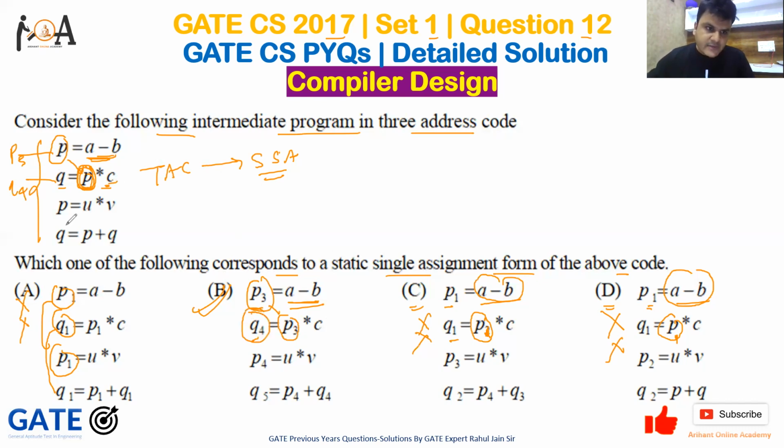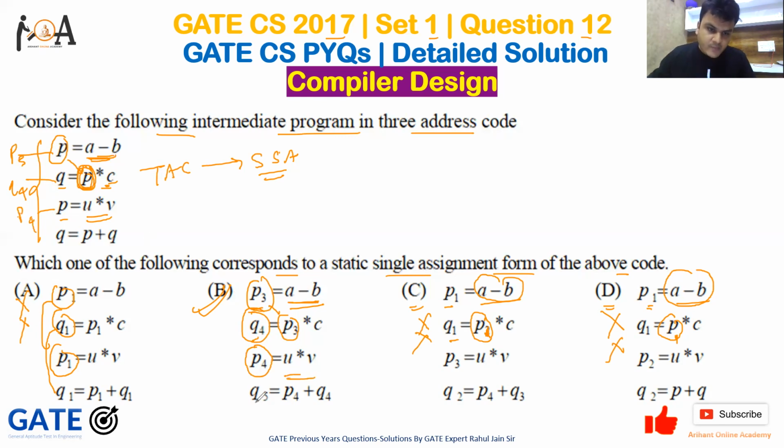Now, after this, we have P equals U into V. So U and V are not used earlier here. But this P should be unique. So they have used P4. Okay, it should be unique, right? It shouldn't be repeated. So for this they have used P4 equals U into V.